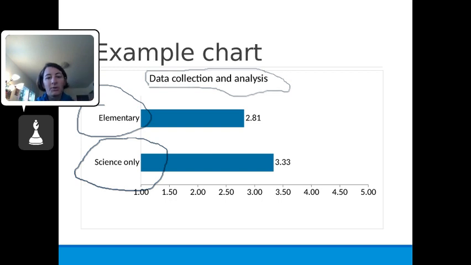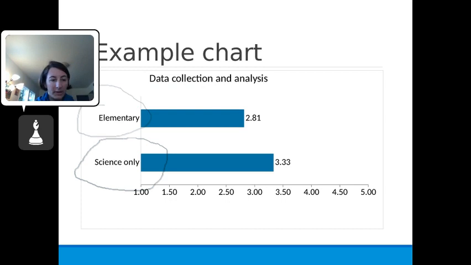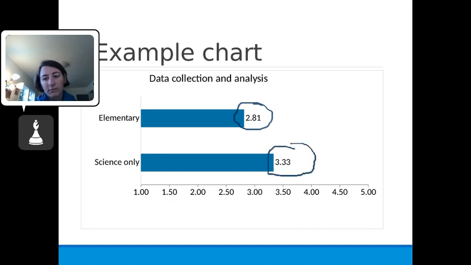I'm comparing two groups of people and their average on a particular construct, which is their reporting of how much they do data collection and analysis in their classroom. And so you can see that elementary an average of 2.81, science only an average of 3.33. There's definitely a difference. Whether it's significant or not, we'd have to actually do a statistical test, which we're not covering in this class. But you can see just from the chart that it's pretty different, right? Like you can see it's not insanely different, but there's enough of a difference here that it shows up.